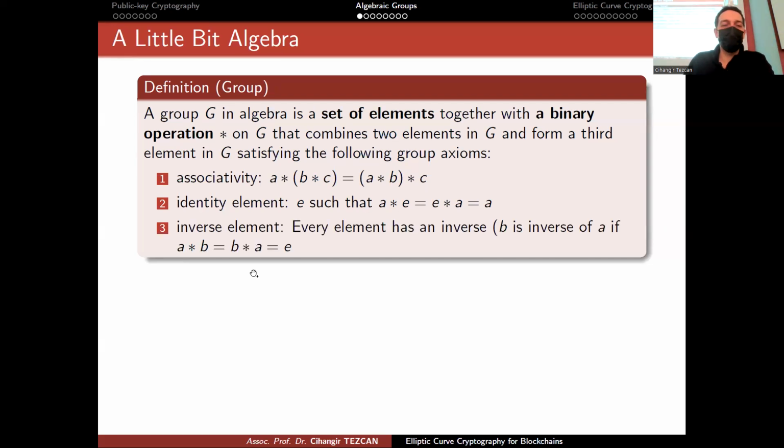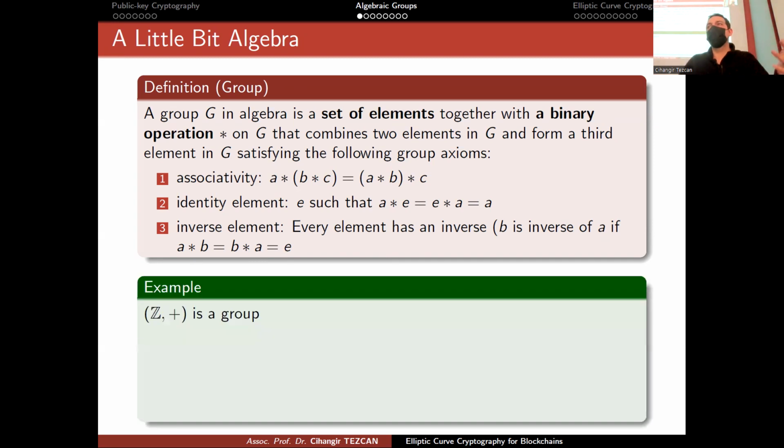Okay. So the third property that I want is the inverse element. Every element in the set has to have an inverse. So by an inverse, we mean that B is the inverse of A if A operation B or B operation A equals the identity element. Okay. So in order to make things more clear, let me give you an example.